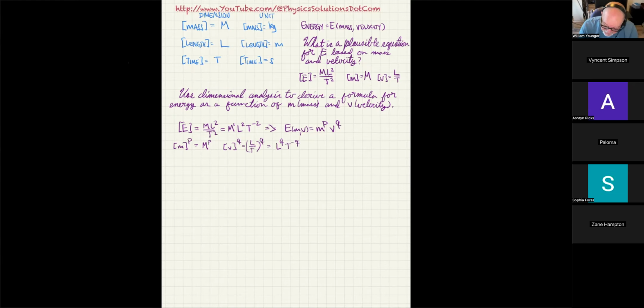Now I can combine this. I'm going to take the m to the p times the v to the q, and set it equal to the dimensions on the left-hand side, which is the M to the 1, the L to the 2, and the T to the negative 2. So E dimensions is equal to m to the p, v to the q dimensions gives me the following. M to the 1, L to the 2, T to the negative 2 is equal to M to the P and then L to the Q, T to the negative Q. Everybody follow what I did there?